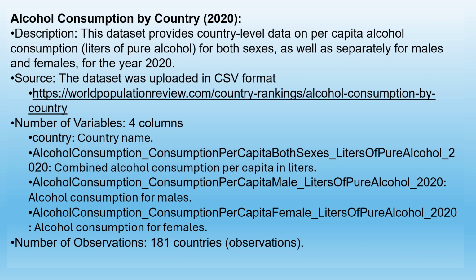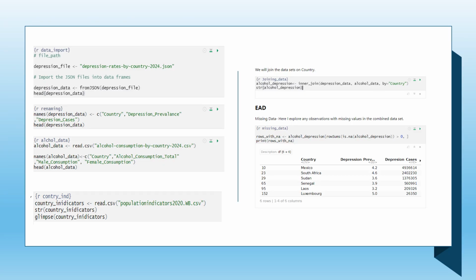And the last data set that we'll be using is alcohol consumption by country 2020. This data set provides country level data on per capita alcohol consumption or liters of pure alcohol for both sexes, but we'll only be dealing with alcohol consumption of the total population, combining both sexes. Because the data is all coming from different sites, I had to import them separately, do some data cleaning on them, and then join them into one cohesive data set.